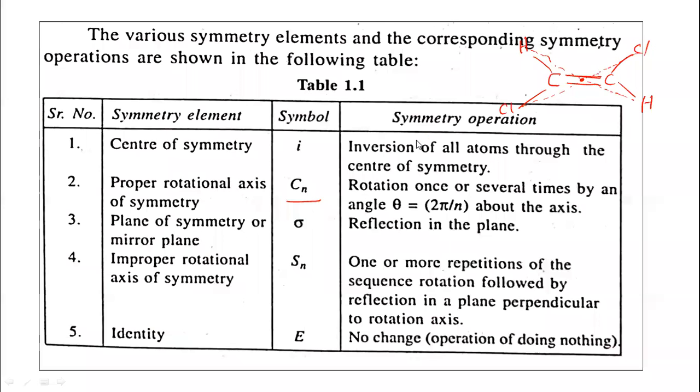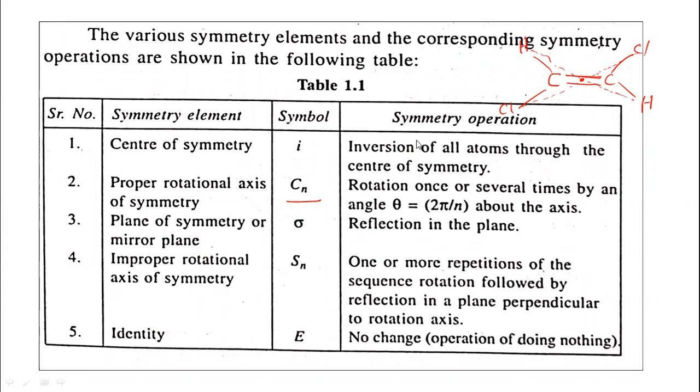So in this lecture, we are going to discuss the various types of symmetry elements. There are 5 symmetry elements existing in the molecule. The first one is center of symmetry, inversion of all atoms through the center of symmetry. Second symmetry element is proper rotational axis of symmetry, Cn.